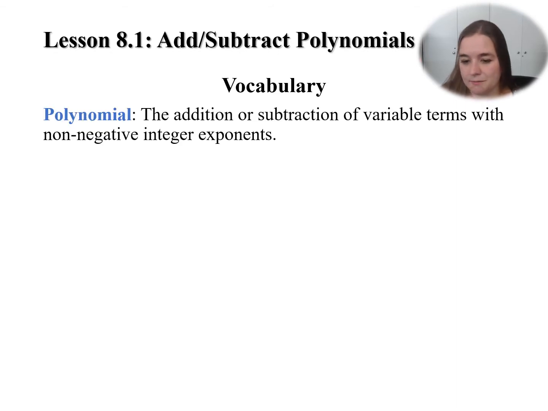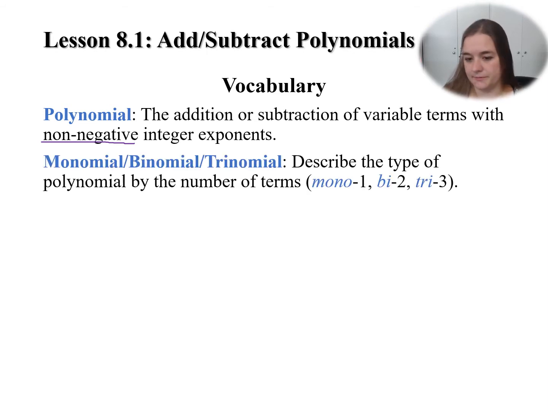The first vocab term today is the idea of a polynomial. A polynomial is the addition or subtraction of variable terms with non-negative integer exponents. Non-negative meaning positive, and integer meaning counting numbers. So we're not going to be dealing with things raised to the power of 2/3 or anything like that that we've dealt with in our exponent rules. These are just going to be our positive integer exponents.